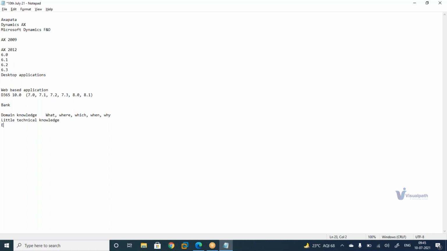Next, ERP concepts. ERP concepts means ledger, subledger, number sequences, physical calendar. Small things you need to understand.